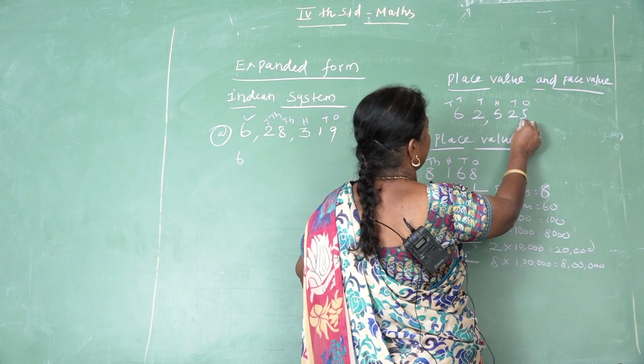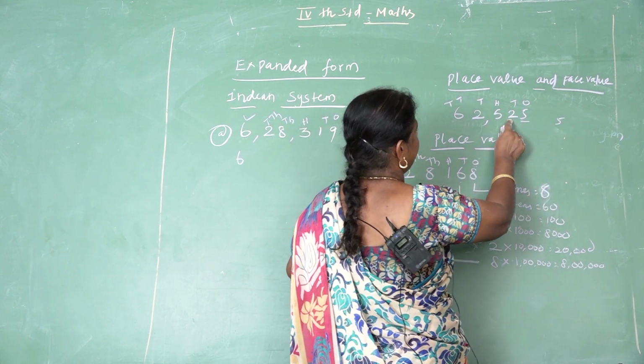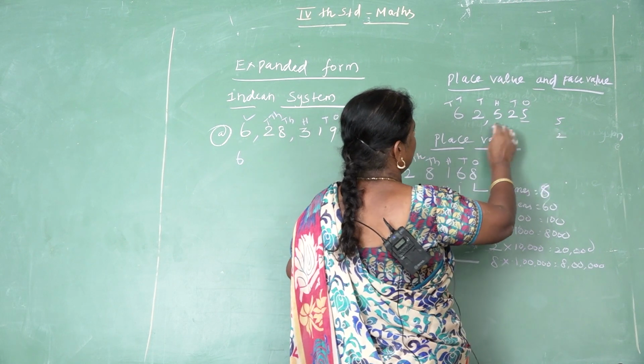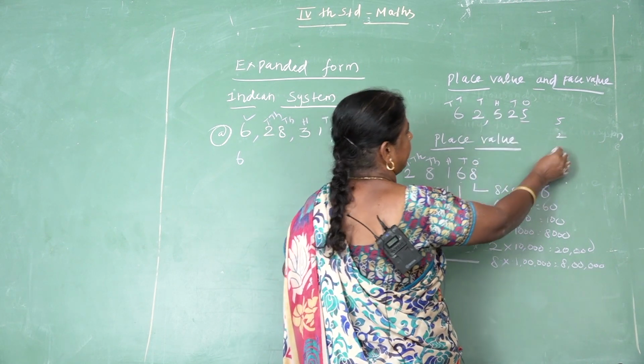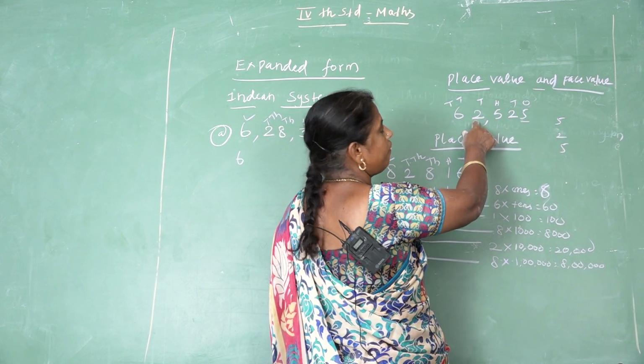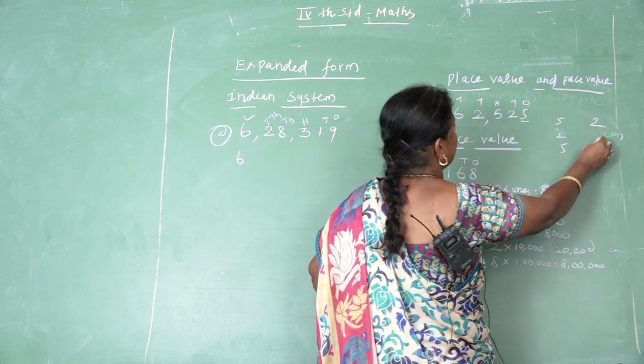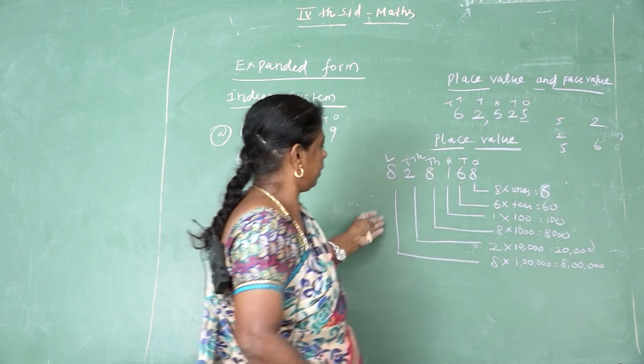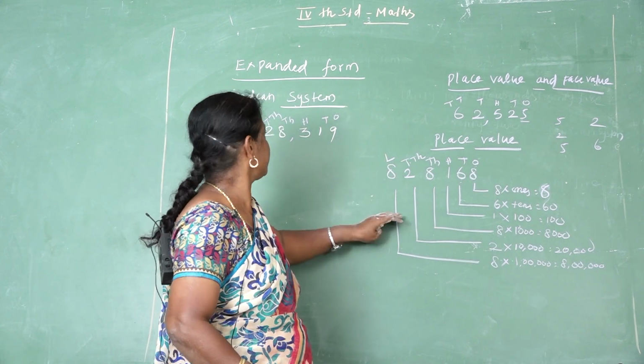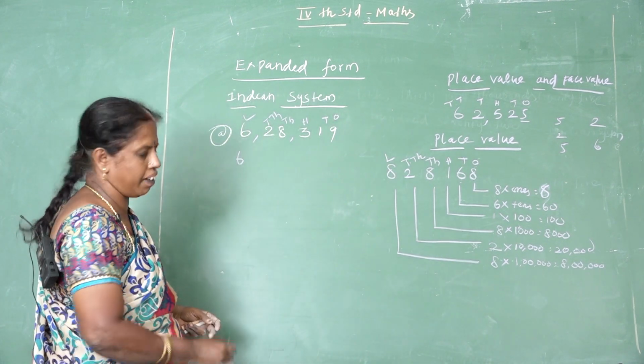What is the face value of 5? 5. What is the face value of 2? 2. What is the face value of 5 in the hundreds place? 5. Of 2 in the 10,000 place? 2. Of 6 in the 10,000 place? 6. Now we know about face value and place value. Now we come to the expanded form.